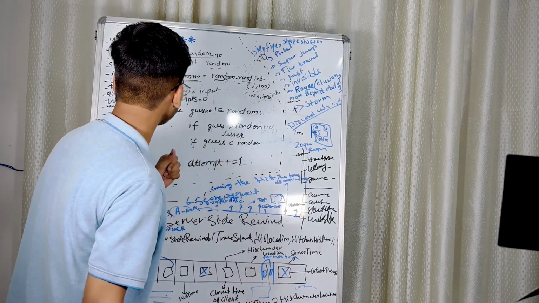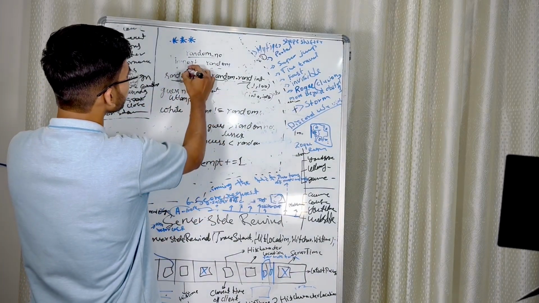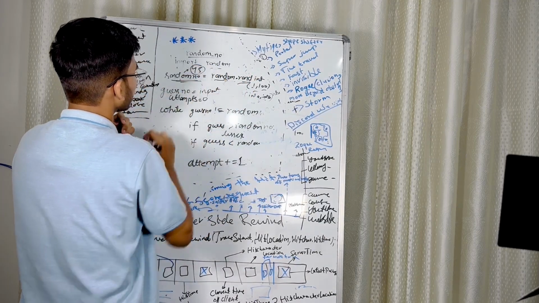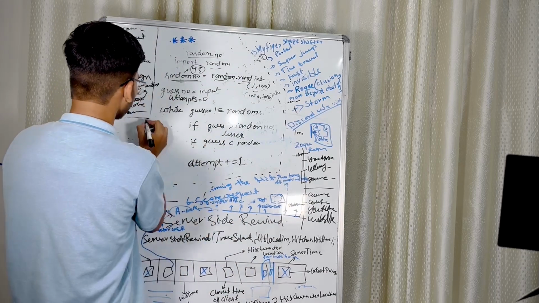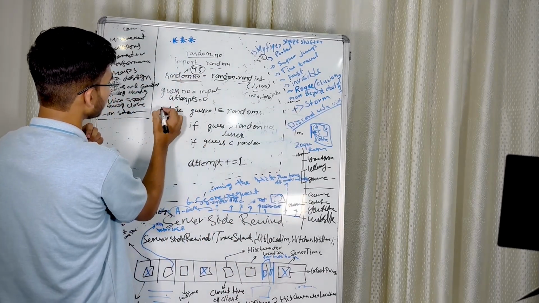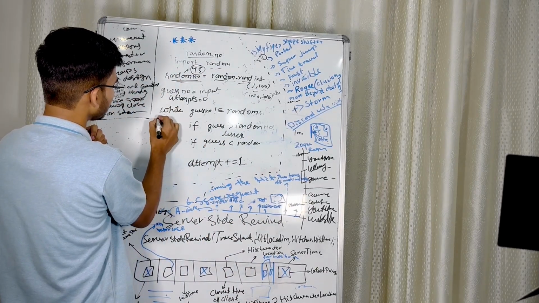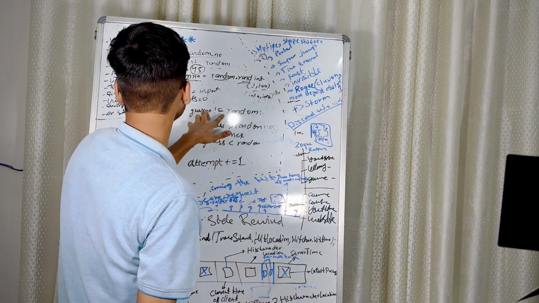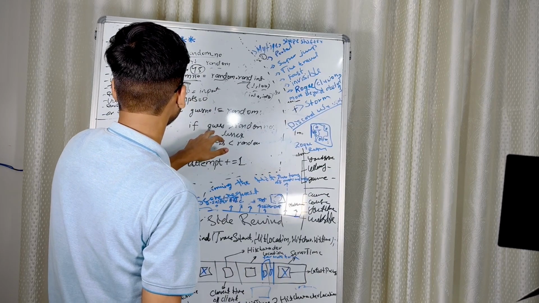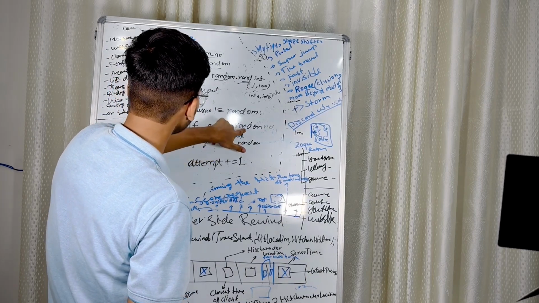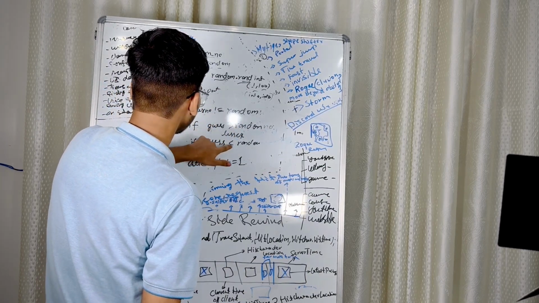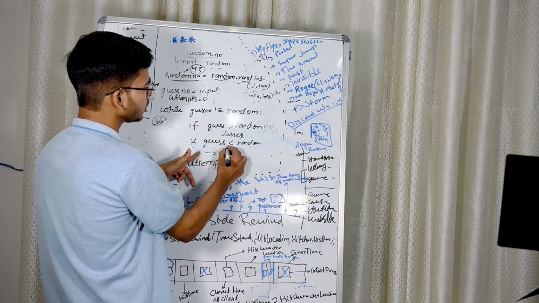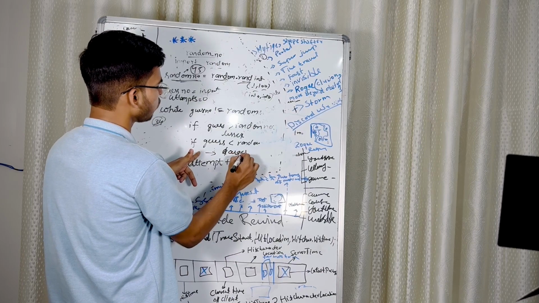Let me go with the pseudocode. Let's think that the random number generated by Python is 45. Now the user enters the number 34. We'll check that 34 is not equal to the random number. Yes, 34 is not equal to the random number. Now it will check whether the guess is higher than the random number. No, the random number is higher than the guess number, so it would say go for the larger number.